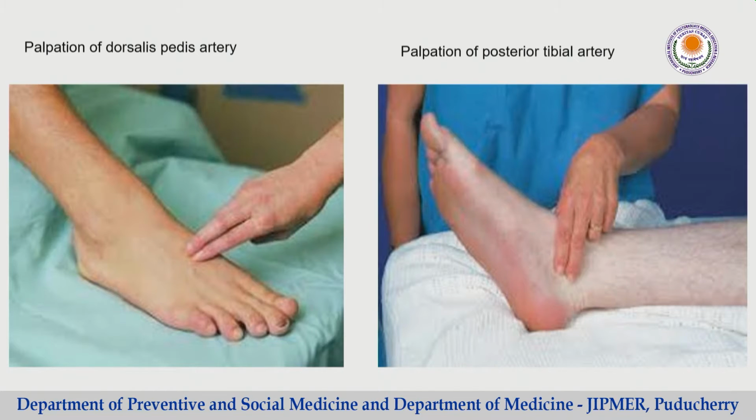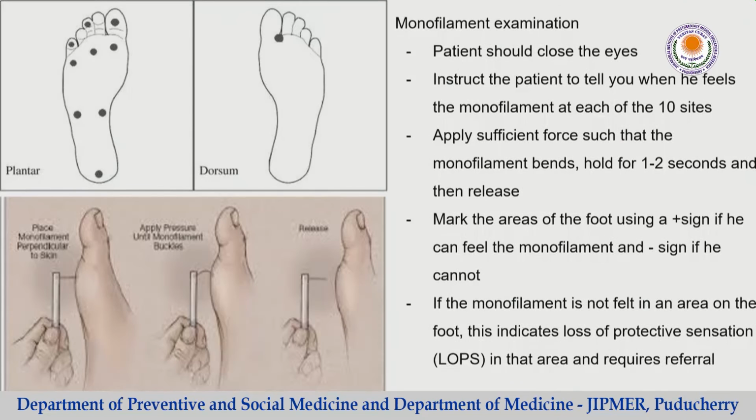Examination includes palpation of the dorsalis pedis and palpation of the posterior tibial artery. Dorsalis pedis palpation is medial to the extensor hallucis longus tendon, and palpation of the posterior tibial artery is just below the medial malleolus. Monofilament examination: the picture depicts the sites on the plantar aspect where we examine using the monofilament, and in the dorsum there is one site.